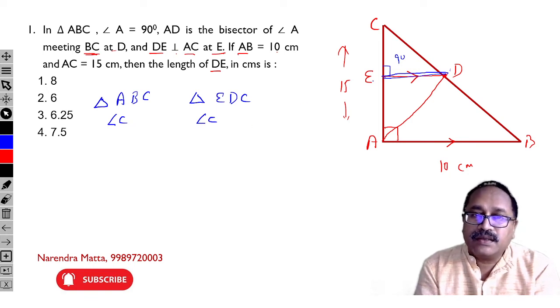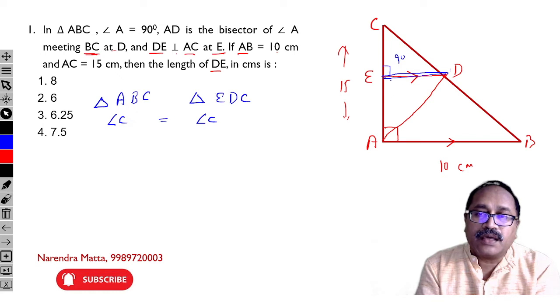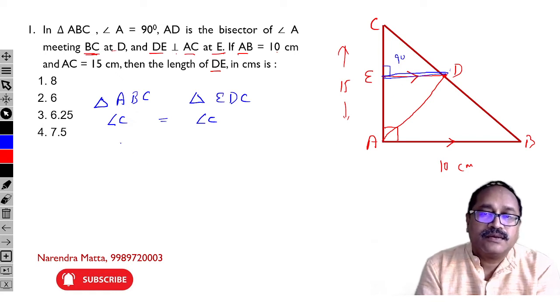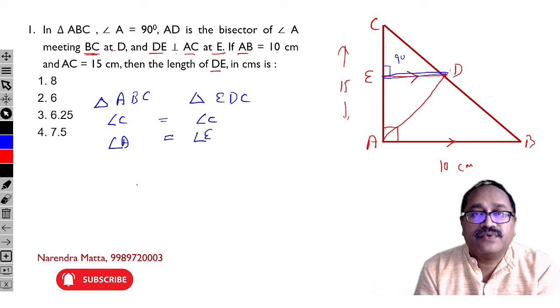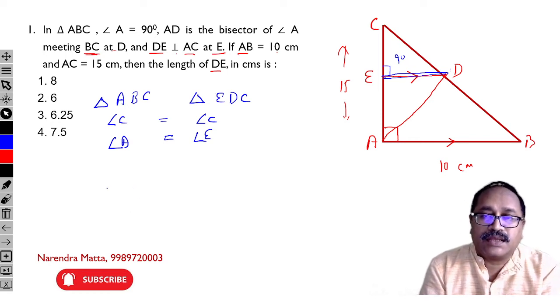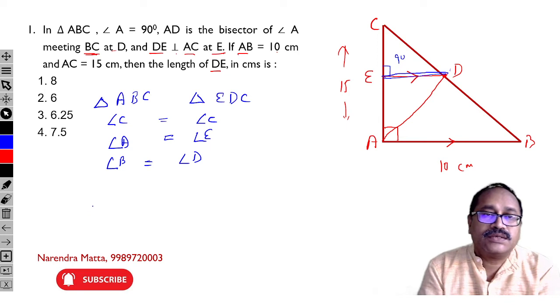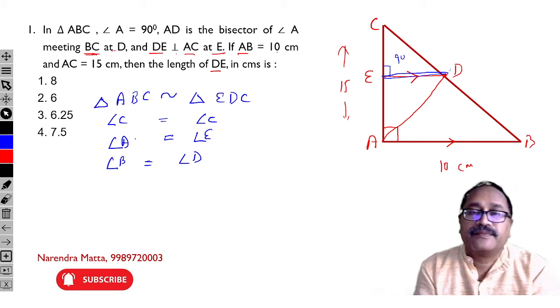What else? The angle E and angle A are both 90, so they are equal. The angle A is equal to angle E. If two angles of a triangle are equal, then obviously the third angle will be equal. So angle B will be equal to angle D. So what I conclude is that these two triangles are similar.